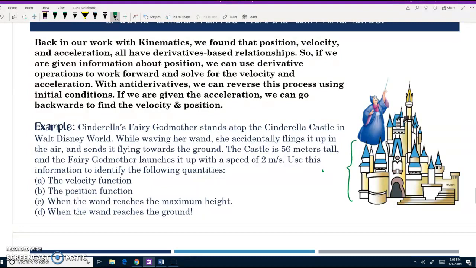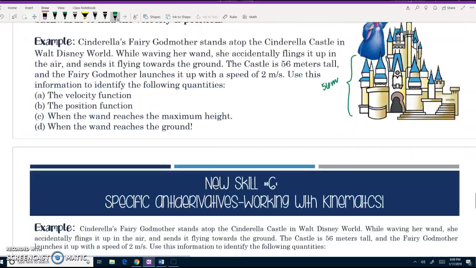So you have this example problem here, and it tells you that your initial height for the structure that you're given is 56 meters tall, and then that we're launching up in the air at a rate of 2 meters per second. So those are some of your initial conditions that you're then going to use to come up with specific conditions throughout the problem.